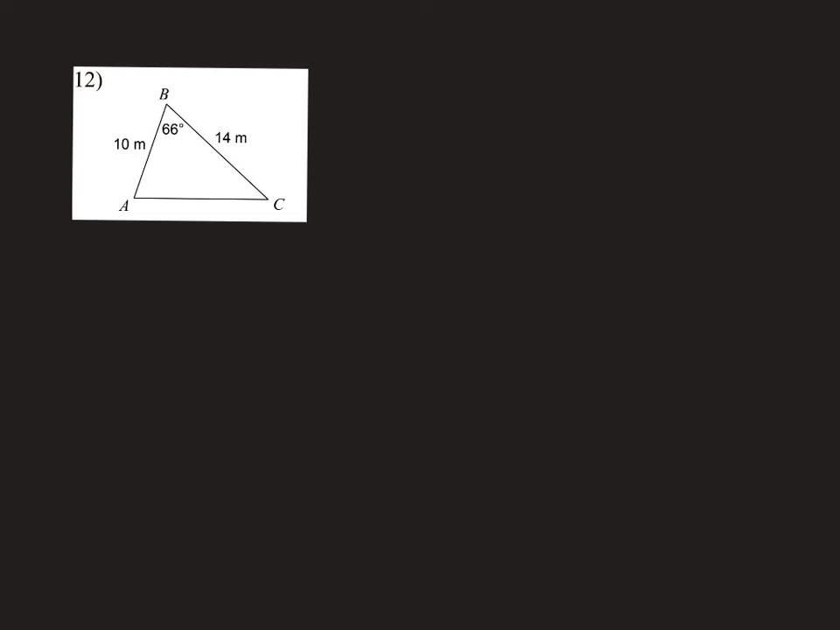So here's a triangle, and we're given some pieces of information. I really just need to label this to see what I have, and then I can decide what formula to use. So across from angle A, this 14, that's actually side A, and across from angle C, this 10 is actually side C. And then you can see that we're given angle B here.